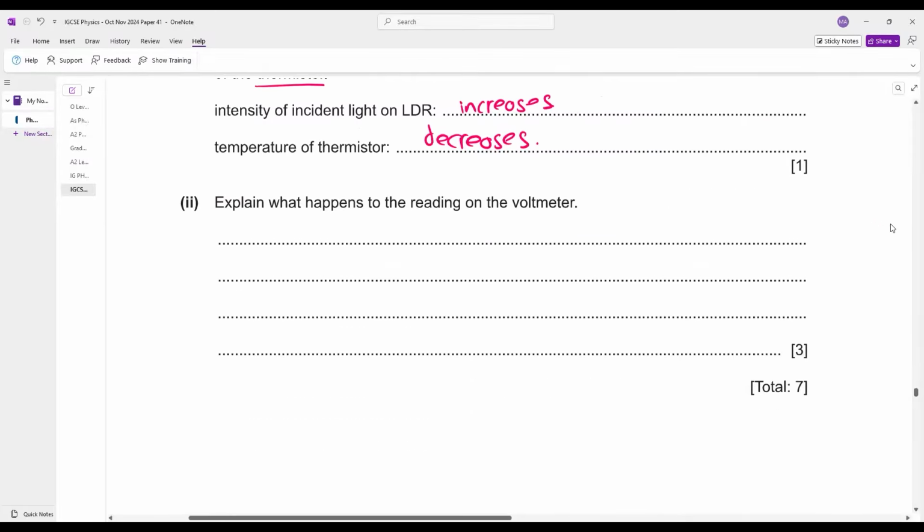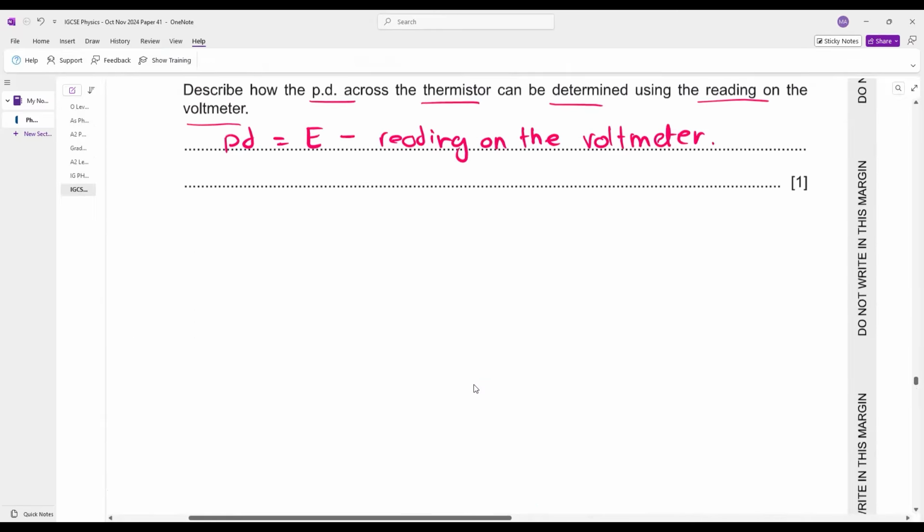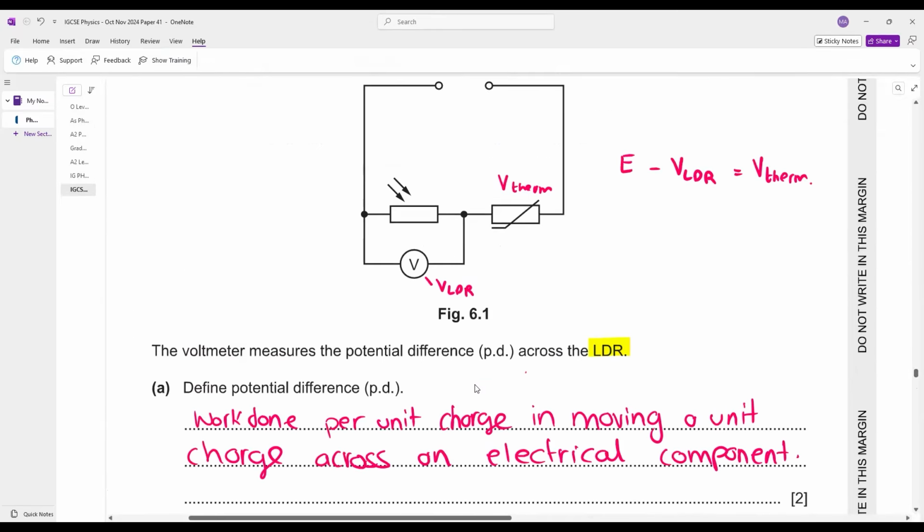Explain what happens to the reading on the voltmeter. आपने बताना है reading on the voltmeter को क्या होगा if this actually happens. Okay, so let's move ahead. Now, can you realize the resistance of the LDR is decreasing? That means the voltage across the LDR will decrease. However, the resistance across the thermistor is increasing. The voltage across the thermistor will increase. So the overall reading of the voltmeter will decrease.